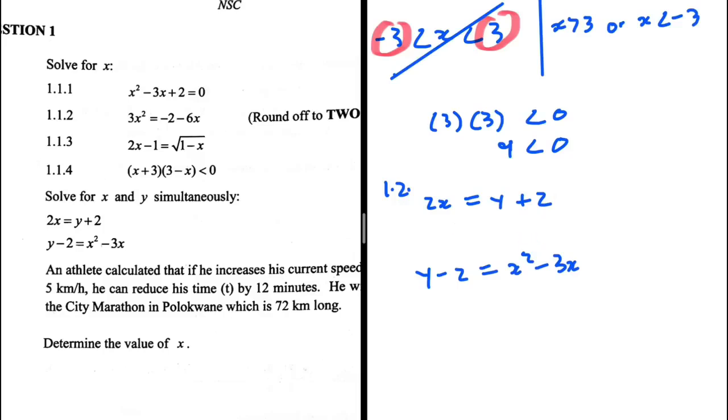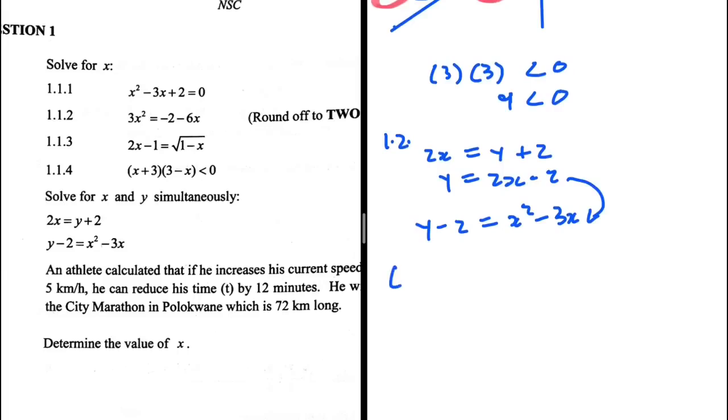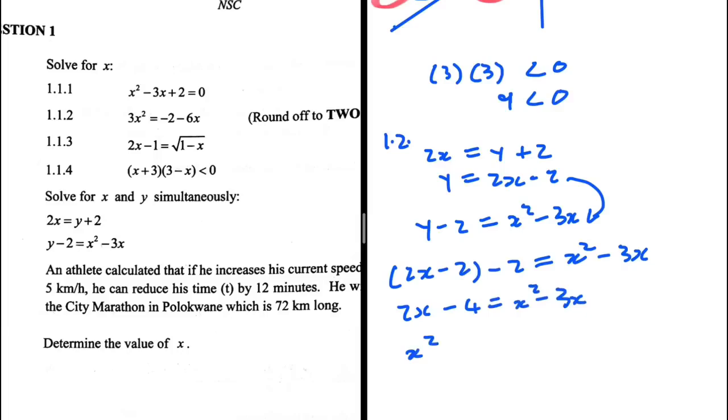Why don't you just make y the subject of the formula instead and take 2 to the other side and have 2x minus 2. And then you can substitute these here, of which let's go ahead and do. 2x minus 2 is equals to x squared minus 3x. Not too bad. We're not squaring a fraction. 2x minus 4 is equals to x squared minus 3x. So we're going to have x squared minus 5x plus 4 is equals to 0.